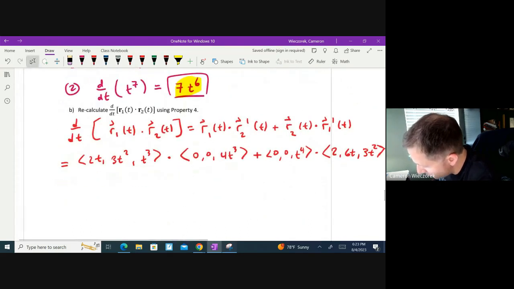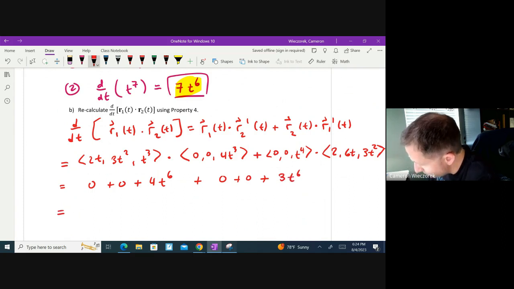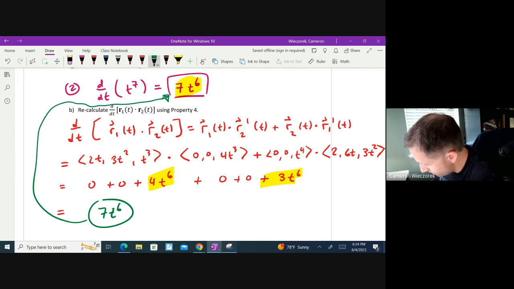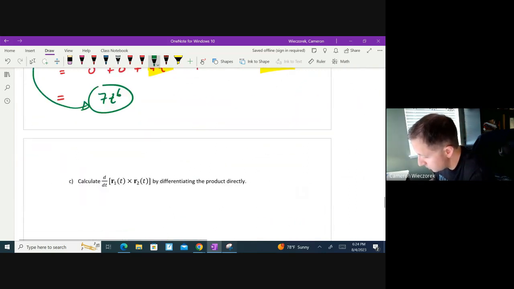Okay, applying the dot product here, what do we get? 2t times 0 would be 0. 3t squared times 0 would be 0. T cubed times 4t cubed would be 4t to the sixth. Plus 0 times 2 would be 0. 0 times 6t would be 0. And t to the fourth times 3t squared would be 3t to the sixth. All the zeros cancel out, and we're left with 4t to the sixth plus 3t to the sixth, which would be 7t to the sixth. Notice how cool is that? We get the same result. Not surprising.